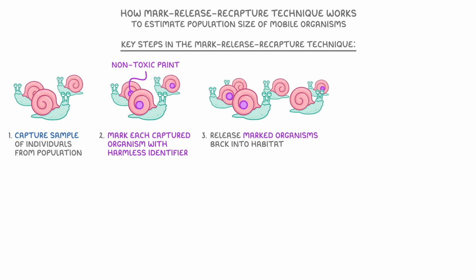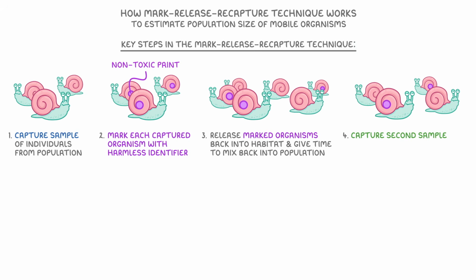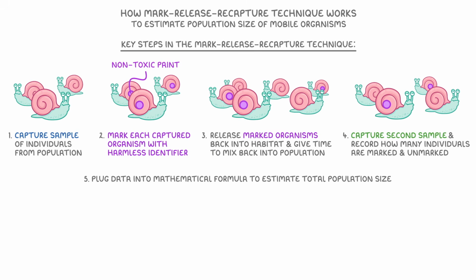Next, we release these marked organisms back into their habitat and give them some time to mix back into the population. After enough time has passed for the individuals to disperse, we capture a second sample and record how many individuals are marked and unmarked. And finally, we plug this data into a mathematical formula to estimate the total population size.